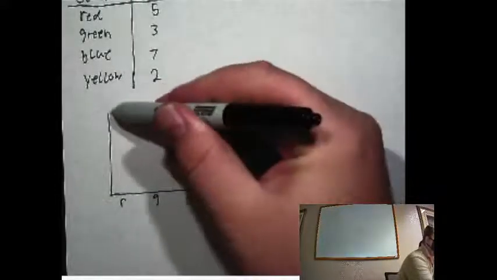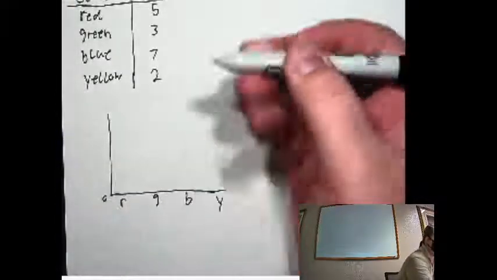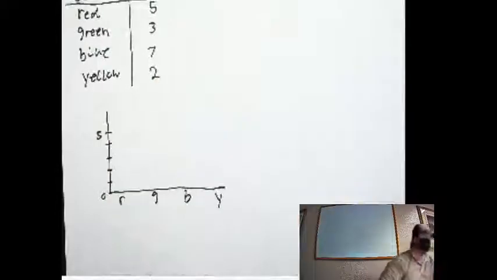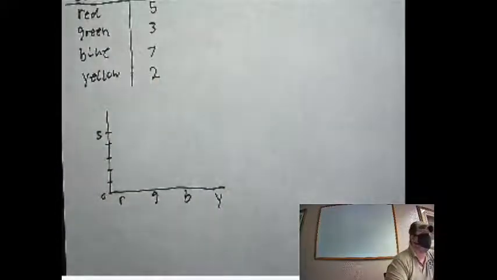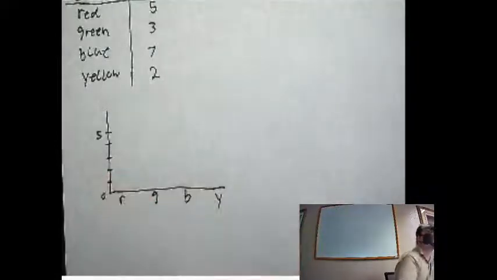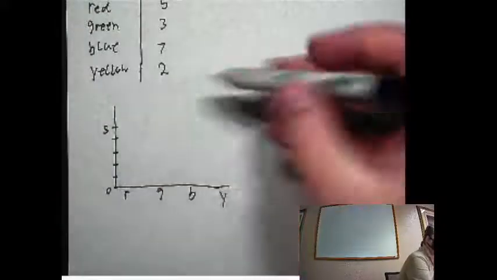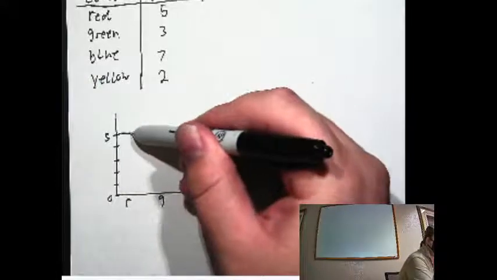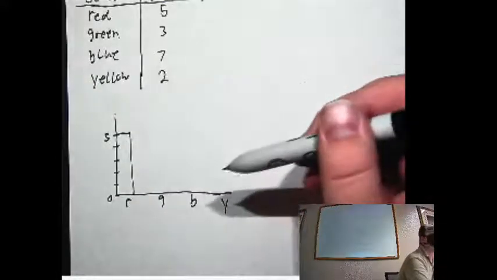Now the other thing we need is a scale for our frequency, and that is going to be our dependent variable. So that's the vertical here. Okay, so I'll start at 0 and work my way up to 5. So 0, 1, 2, 3, 4, 5 is right there. And now it's just a matter of putting our bars in there, counting how many we have on our frequency and putting it down there with our scale. So for instance, red, there's 5 in our frequency. So here's 5. So there's our red bar.